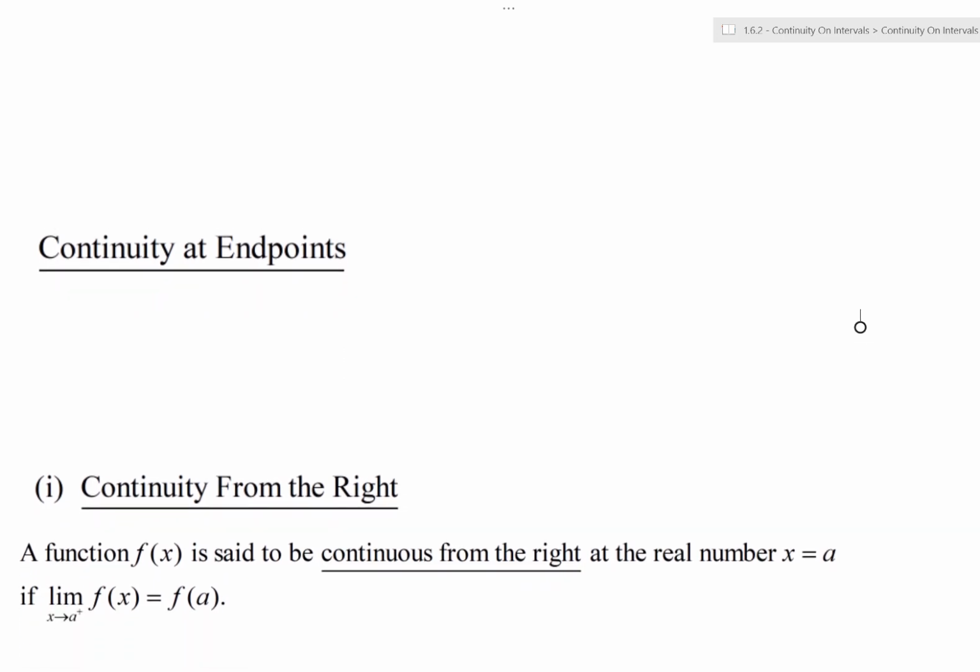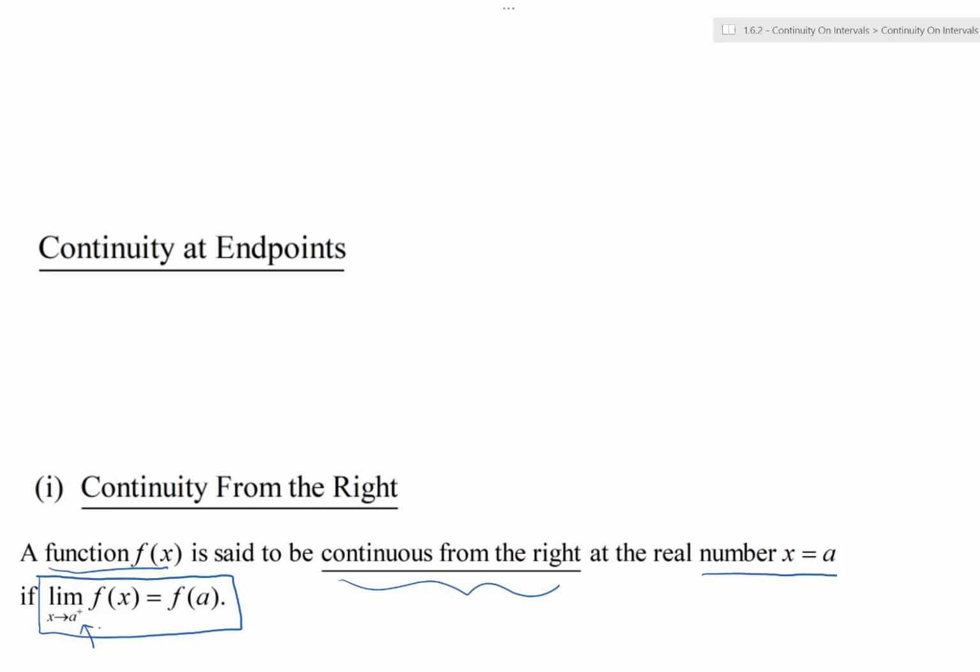So as we can see here, in part one, if you will, continuity from the right. We say that a function f of x is continuous from the right at the real number x equals a if we have that the limit as x goes to a from the right of the function is equal to the value of the function.